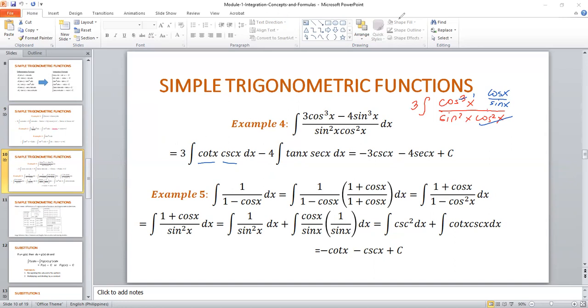Now you do the same for the second term. So your second term is 4 integral of sine cube x over, same thing, sine squared x cosine squared x. Now I'll use a different color so you will see.